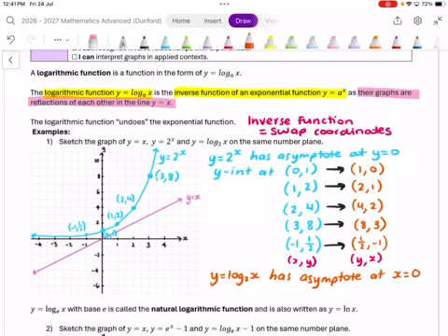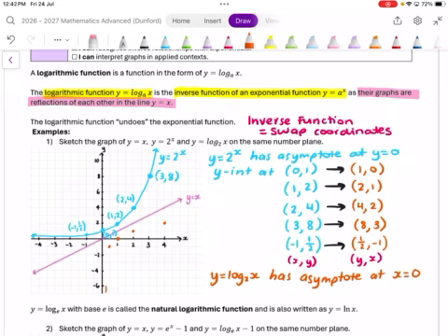Okay, so if we were to then plot those coordinates, so (1/2, -1), we have (1, 0), we have (2, 1), we have... hang on, we don't have a 3 there, that's okay. We have (4, 2). We don't really need the 3, we have the general shape.